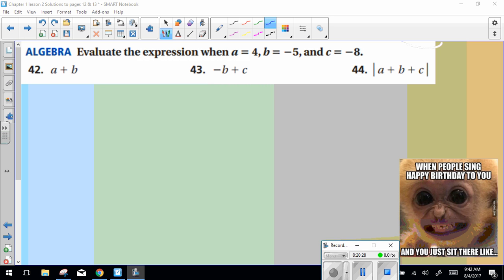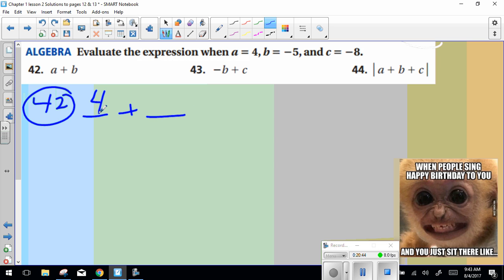So for 42, we're going to take the value of A and add it to the value of B. So blank plus blank. And on those blank lines, we're going to put whatever A and B are. So A is worth 4 plus B is worth negative 5.